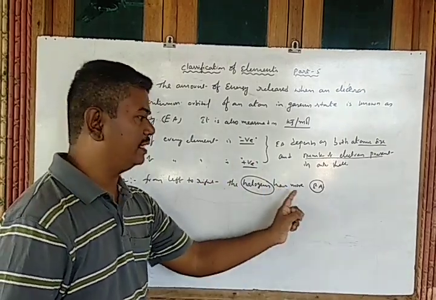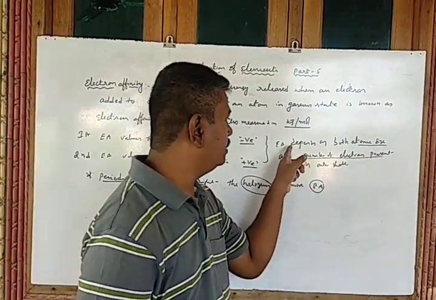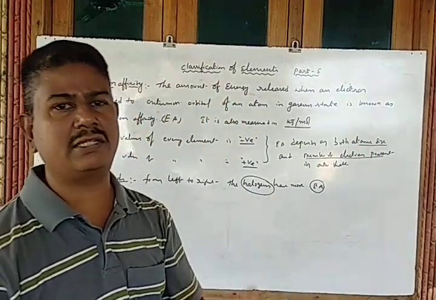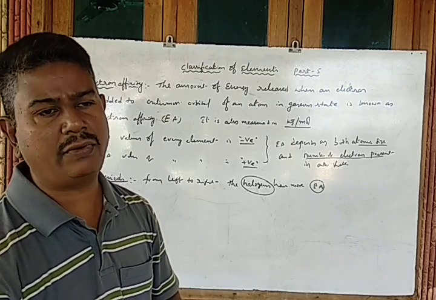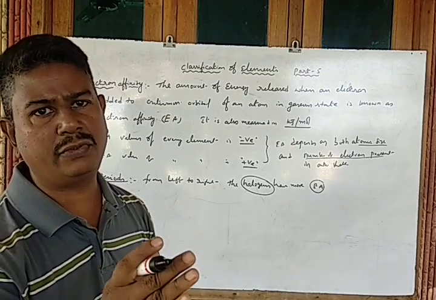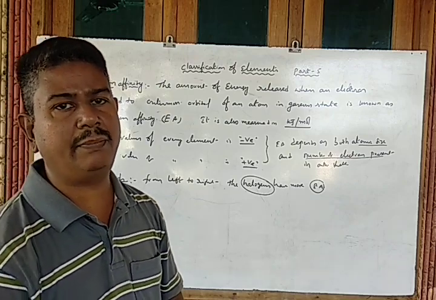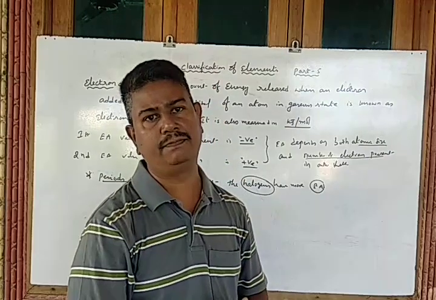And one more thing, it depends upon the atomic size. As the atomic size decreases, the electron affinity value increases. In a period from left to right the atomic radius decreases, so the electron affinity values also increase.